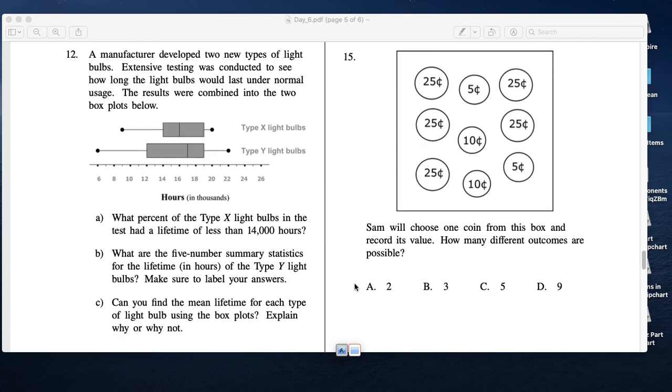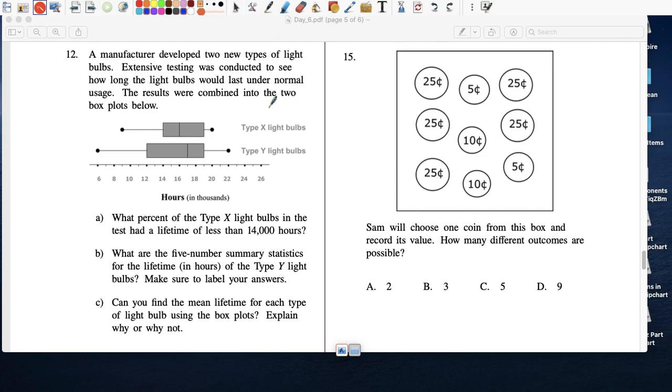13. The two new types of light bulbs. Extensive testing was conducted on how long the light bulbs would last and the number of uses. Here are the results. What percent of type X, which is the first one on the top, light bulbs in the test had a lifetime of less than 14,000 hours? Well, here's 14,000 hours. So this is X and Y.